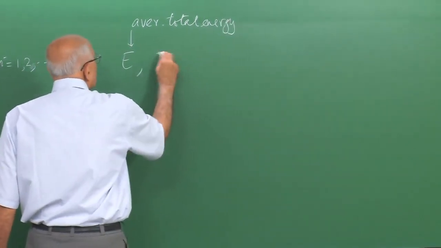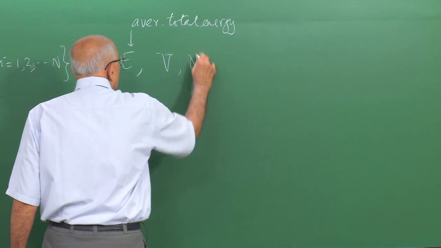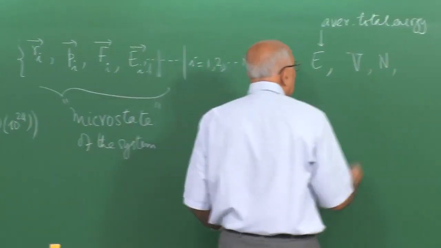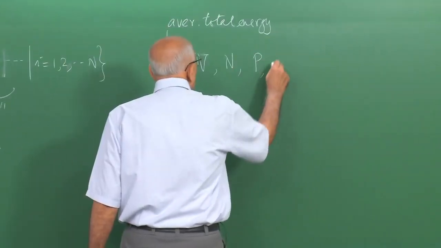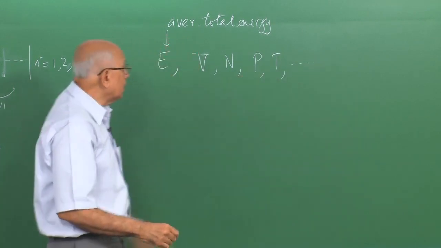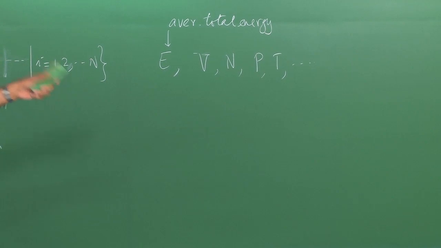What is the volume of the system? What is the number of particles in the system, the total number of particles here? And then we could ask more detailed questions like what is the pressure of the system, what is the temperature, and so on. We have to define these quantities yet, but we have a whole lot of these things here.